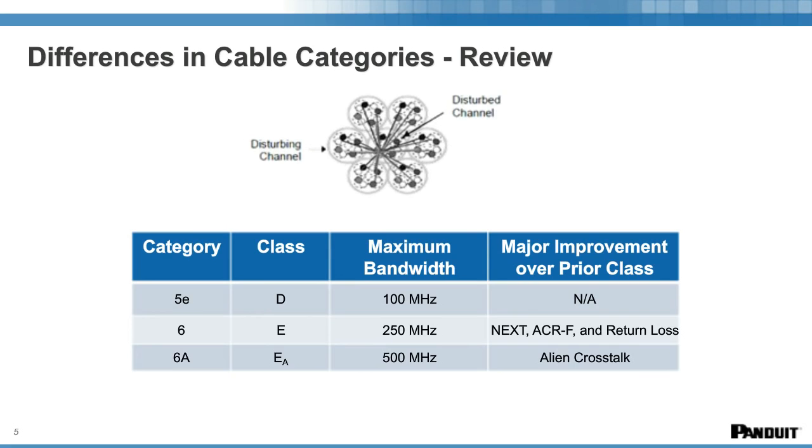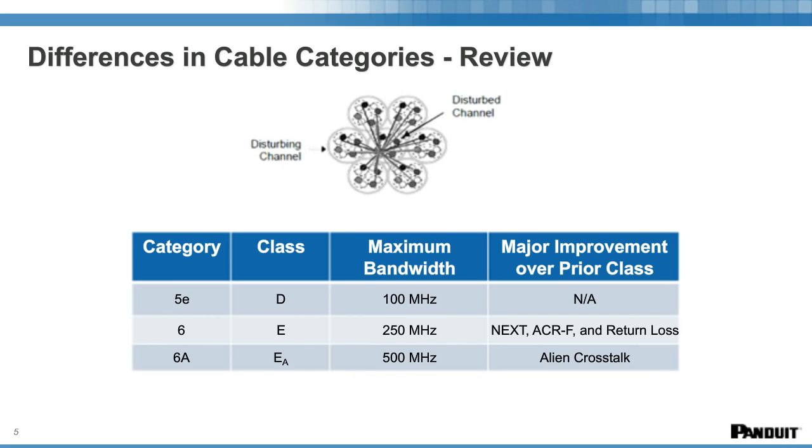Now, a review just at the category level and the differences between the category classes. When we went from category 5E to 6, as Peter described, the bandwidth more than doubled from 100 megahertz in the standard to 250 megahertz. There were also significant improvements in some electrical parameters internal to the cable's performance, like near-end crosstalk, attenuation to crosstalk ratio at the far end, and return loss. So all those cable internal parameters are important improvements from 5E to 6.